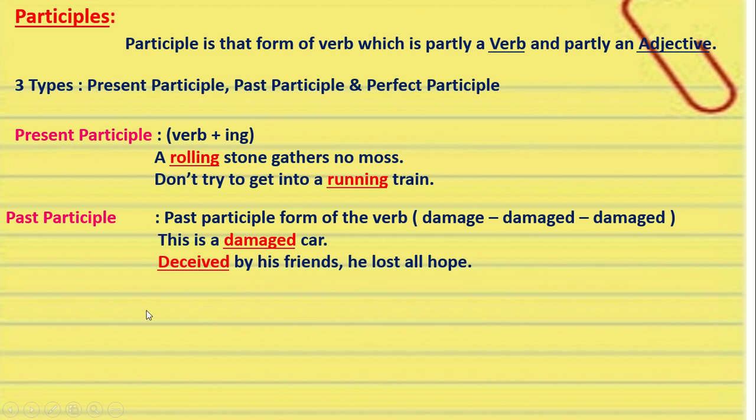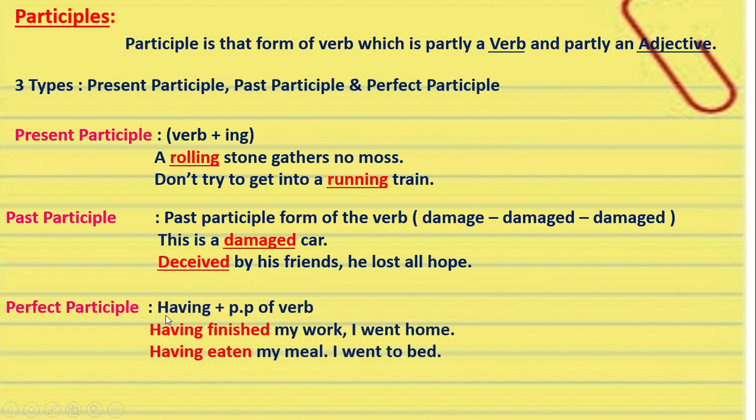Next comes perfect participle. Perfect participle is the combination of present participle and past participle. Look, the verb have with ing, then the past participle of the verb. Having finished my work, I went home. Having eaten my meal, I went to bed. As pre-modifiers, present participle and past participle are mostly used.